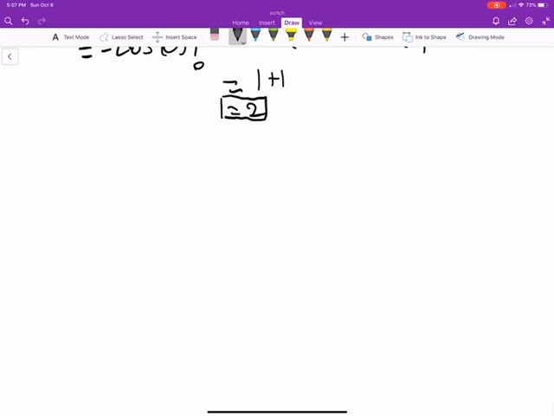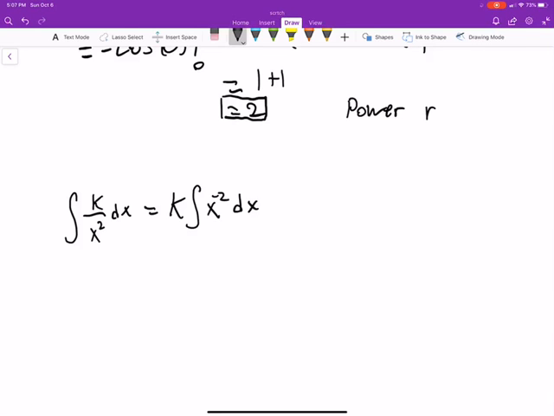Let's try this one. Let's say you have the integral of a constant k over x squared dx. Well, the integral is a lot like a derivative in the sense that it's linear. They're both linear, so we can use some of the same properties. And then I rewrote it so I have my x in the numerator. And I guess you could think of the power rule for integrals.